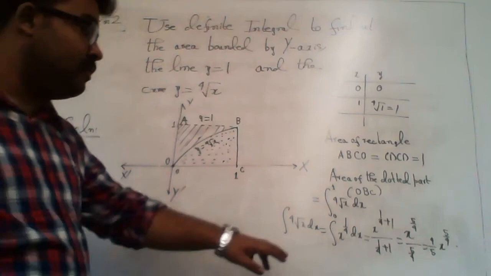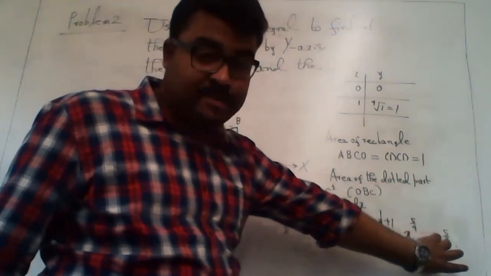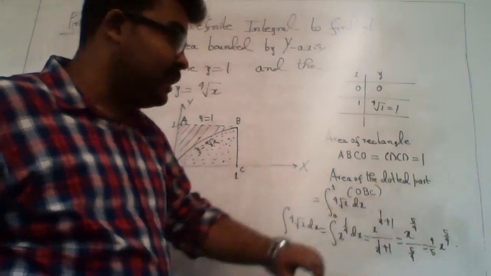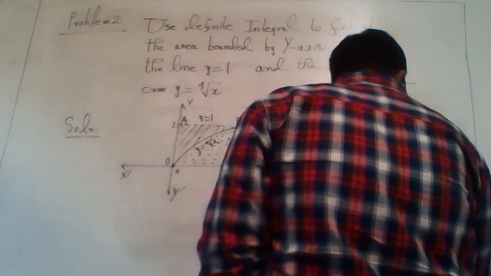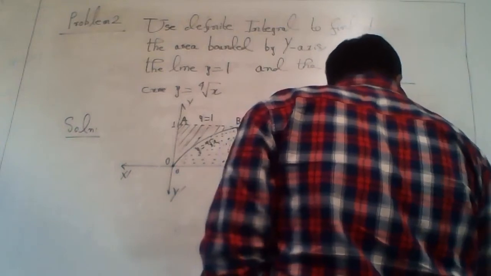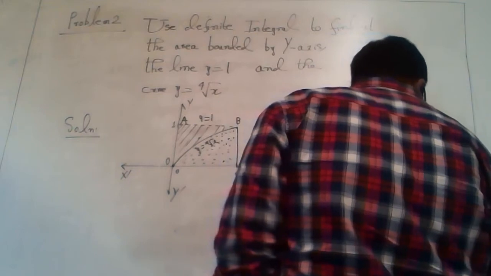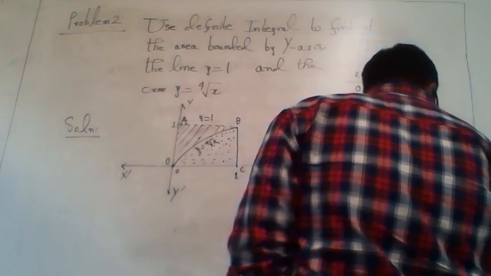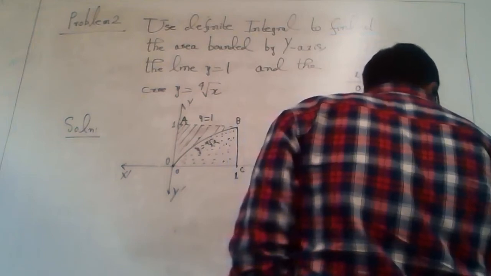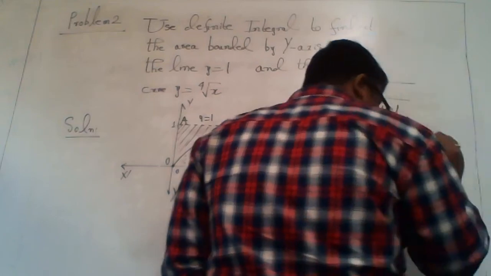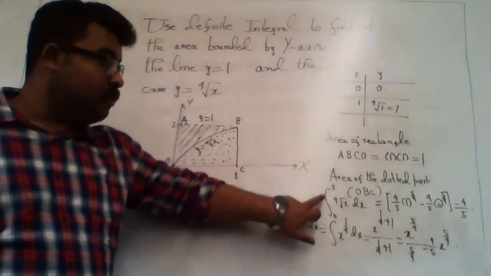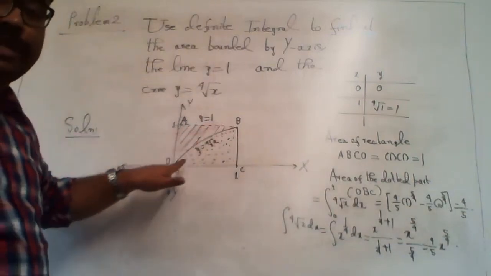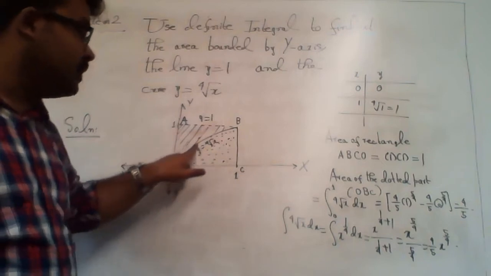Now if I want to find this dotted area, in this expression first I put the top value 1, then I put the bottom value 0 and find the difference. So putting 1 in place of x, I get 4 by 5, 1 to the power 5 by 4. Then I put 0, I get 4 by 5, 0 to the power 5 by 4. So I get 4 by 5 as my answer. The value of this integral from 0 to 1 of 4th root of x dx is 4 by 5. So 4 by 5 is this dotted area, or the area of OBC.